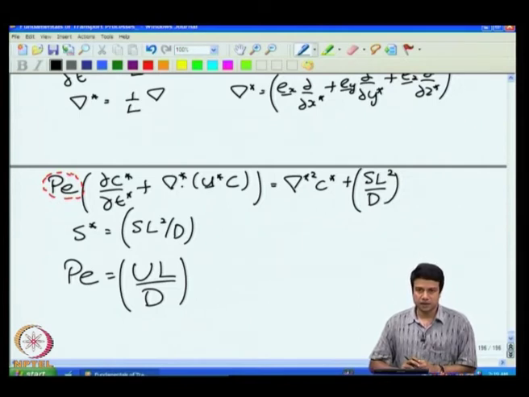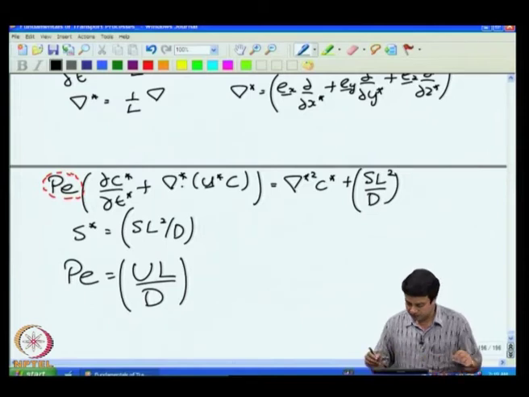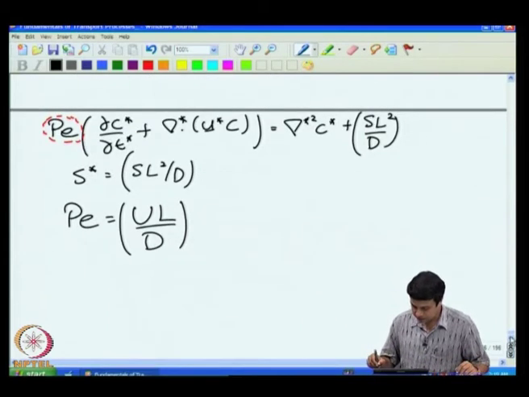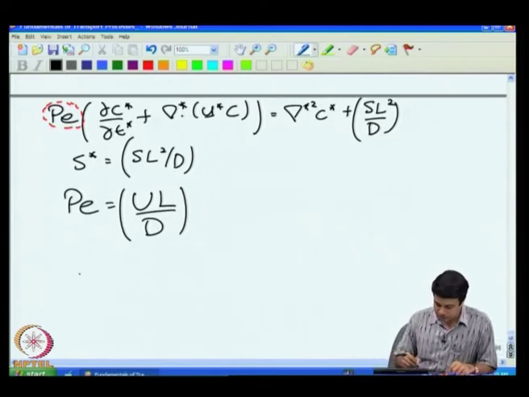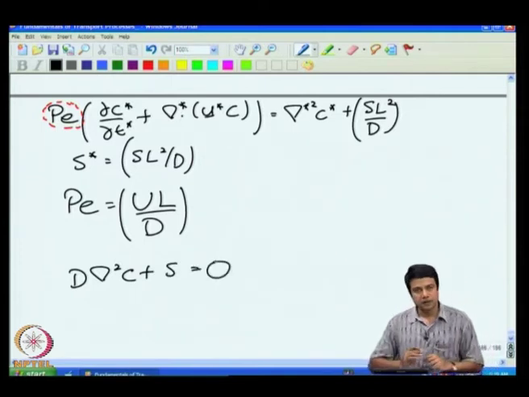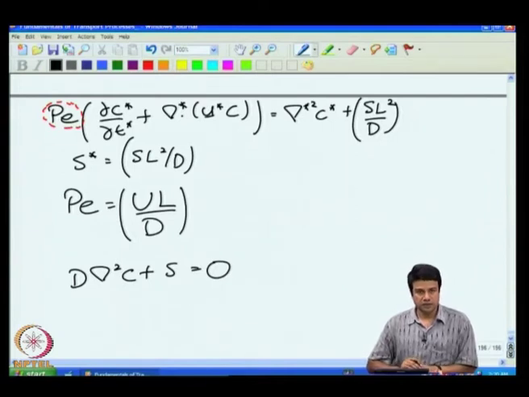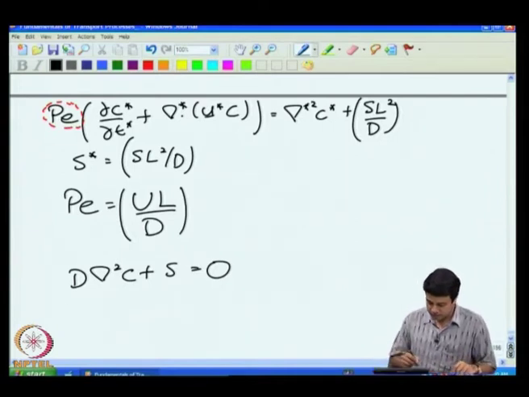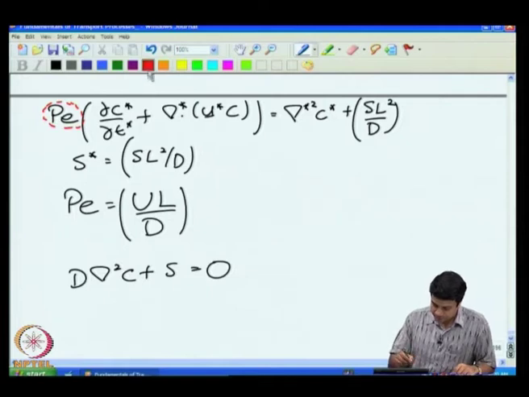Locally, there is a balance on every differential volume between the fluxes in and out due to diffusion or molecular motion. In that case, you would expect that the equation that I need to solve will be of the form D del squared C plus S is equal to 0. In other words, one can neglect convection in comparison to diffusion. So, this is the diffusion equation.